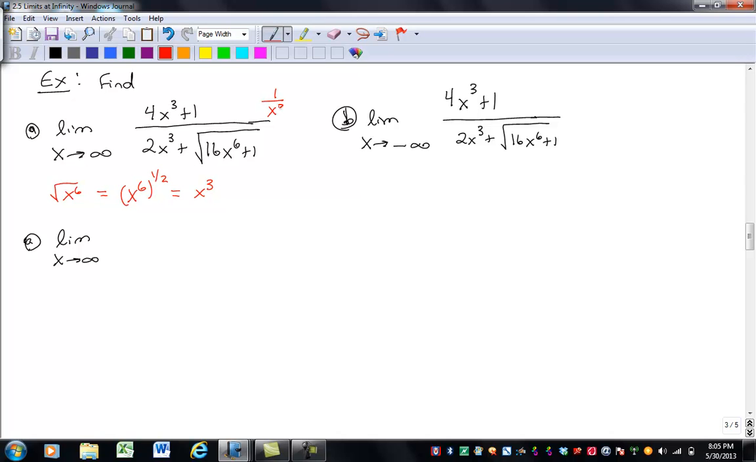So I'm going to divide everything by x to the 3rd. Now there's a little bit of an issue that arises when I do this. On the top I have 4x cubed plus 1, and I'm going to divide it by x to the 3rd. That's the highest power in the bottom. And on the bottom I have 2x cubed plus the square root of 16x to the 6th plus 1. And I'm going to divide those by x cubed as well.